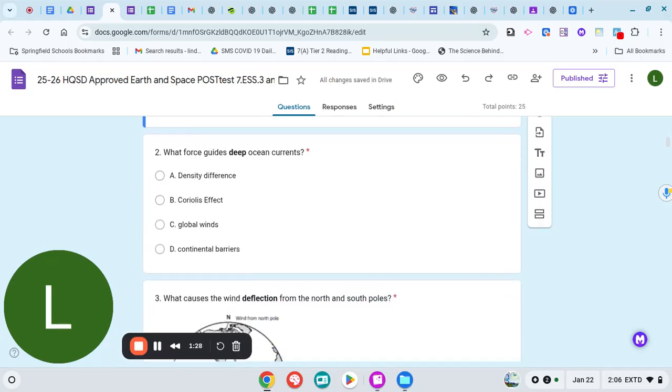Number 2, what force guides deep ocean currents? A, density difference, B, Coriolis effect, C, global winds, or D, continental barriers. What force guides deep ocean currents? A, density difference, B, Coriolis effect, C, global winds, or D, continental barriers. Again, pause my video, scroll down, answer, and then return back up and unpause for question number 3.